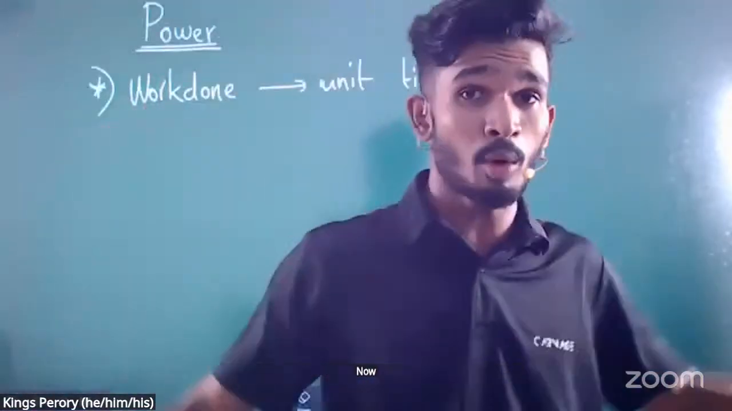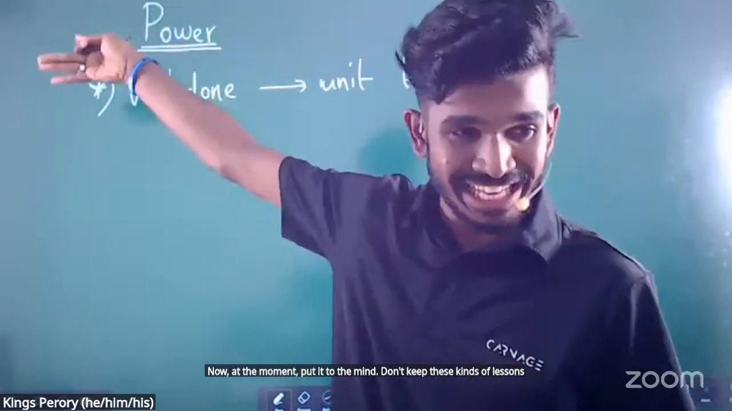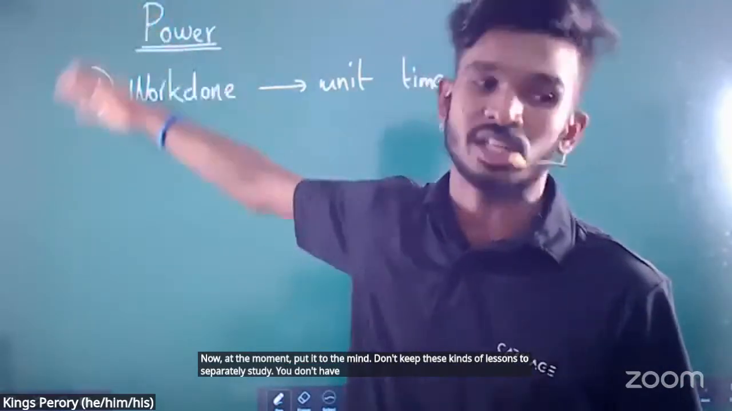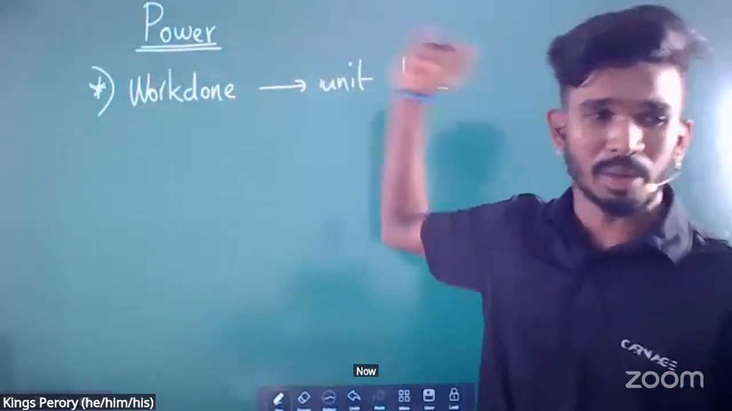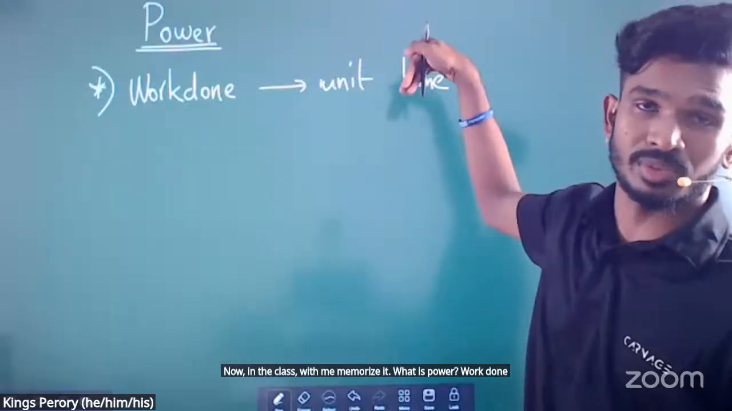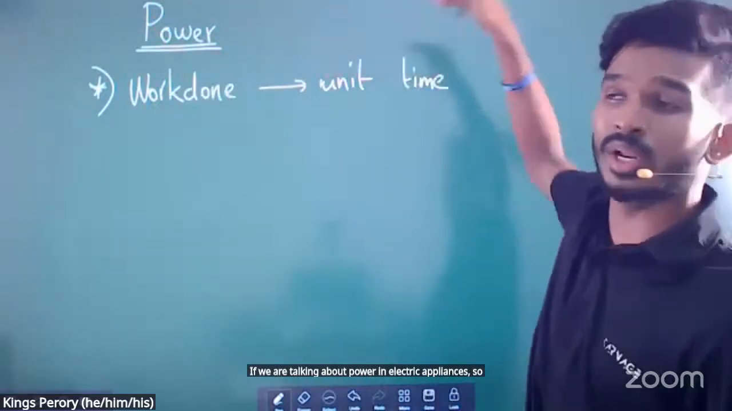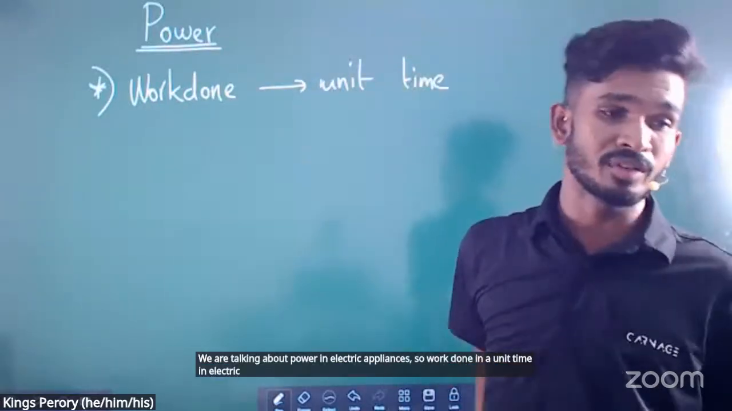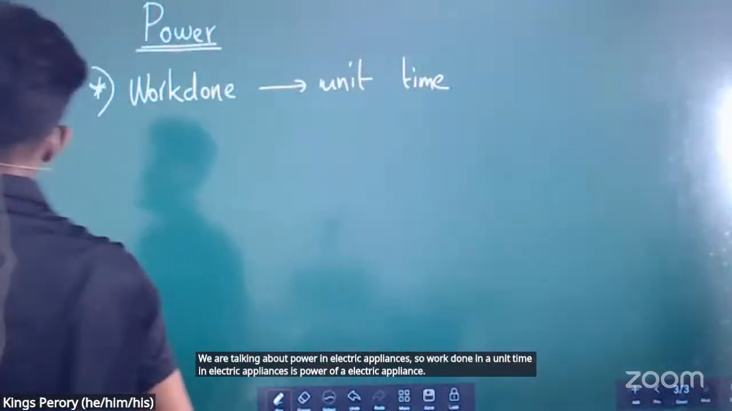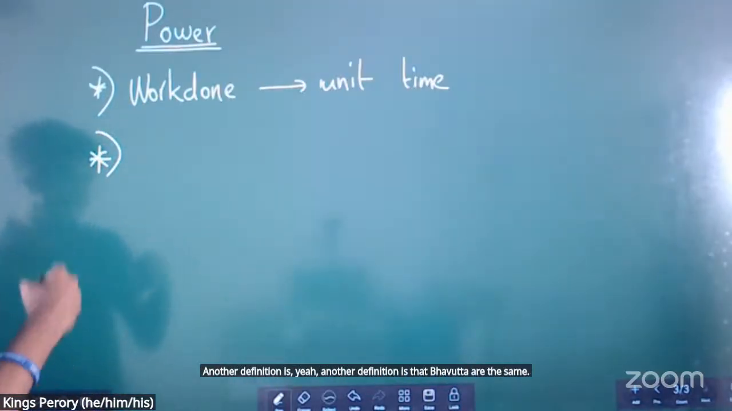Now, at the moment, put it to the mind. Don't keep these kinds of lessons to study separately. You don't have time to study these kinds of lessons separately. Now, in the class, with me, memorize it. What is power? Work done in a unit time. If we are talking about power in electric appliances, it is work done in a unit time in electric appliances, the power of an electric appliance. Another definition is there. Both are the same, just the words are different.